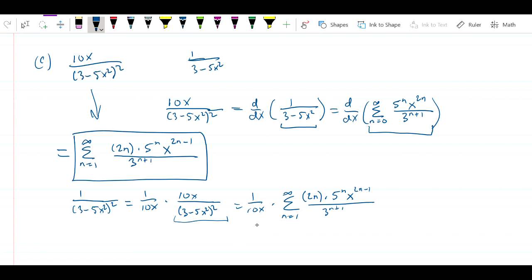Now, dividing this out, I'm going to bring the 10 in the denominator into the series. So that's going to be 2n times 5 to the n over 10 times 3 to the n plus 1. And I want to divide out 1 power of x. So that's going to be x to the 2n minus 2.